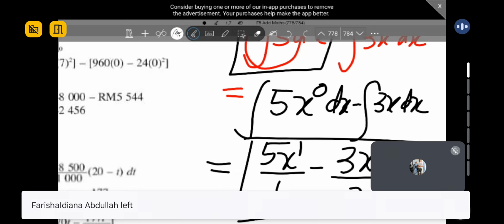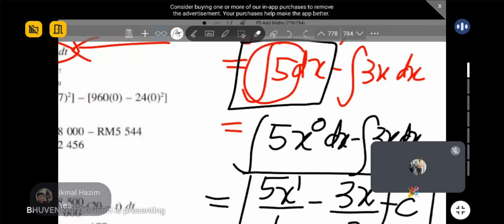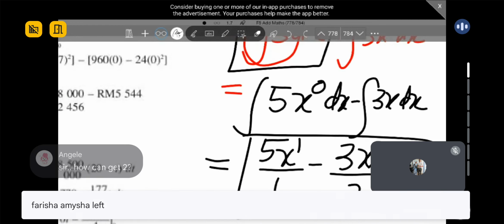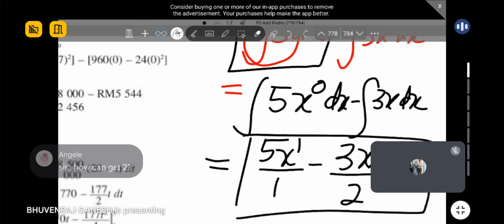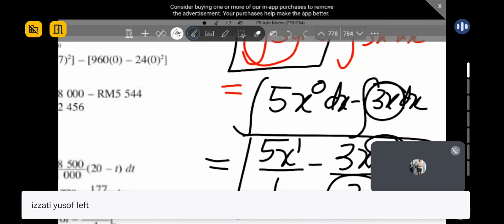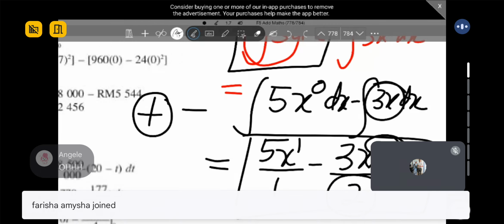Understand, guys? For those who are weak in integration, the basics, you must understand this, because every single question, they expect you to know the basics. Okay, you must know the basics. Angela, this one, x power 1, am I right? So power plus 1, that's why you get 2, divide by 2. Alright? Integration, guys, is always plus and divide. Remember this. These are the two symbols we use in integration.